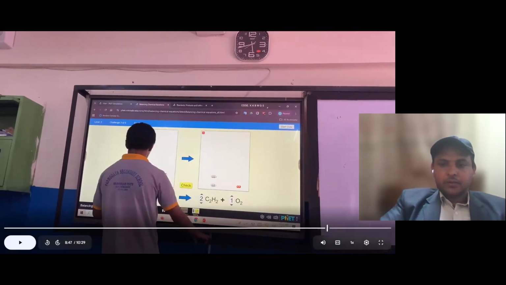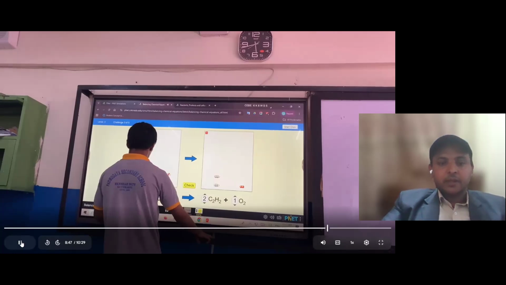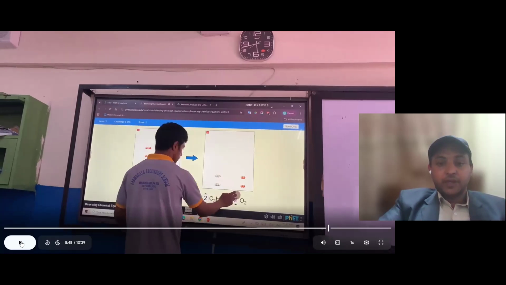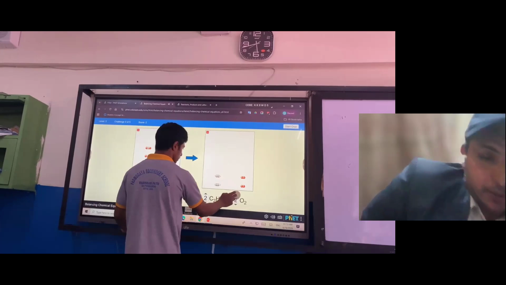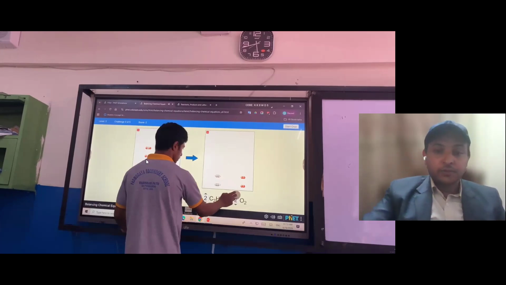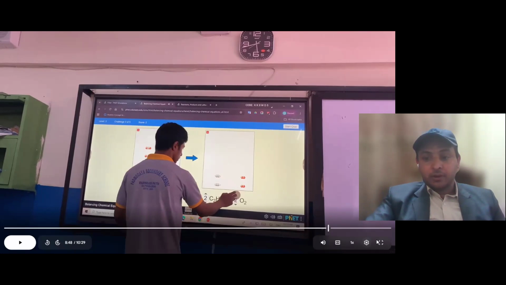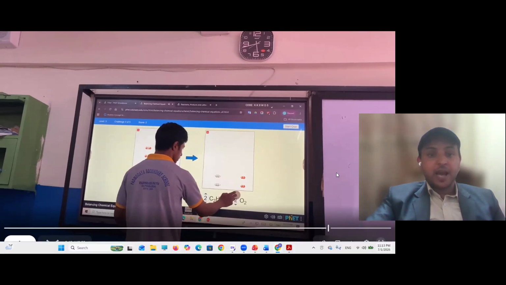So here in this activity, you can see that the students developed different aspects of Bloom's taxonomy, like the cognitive domain, affective domain, and psychomotor domain. Everything was developing in the students, using their hands and heads, to complete this task.